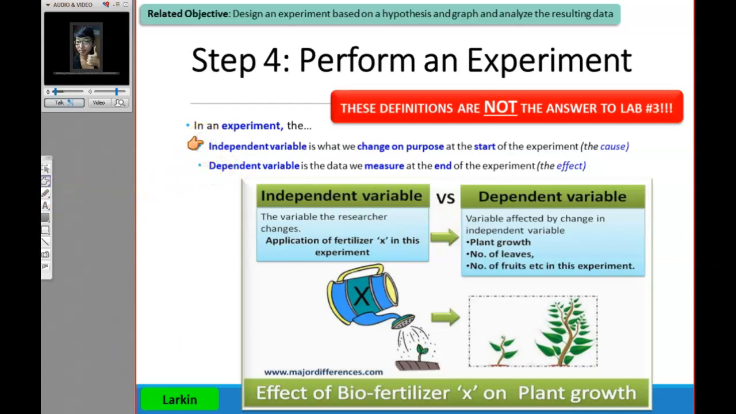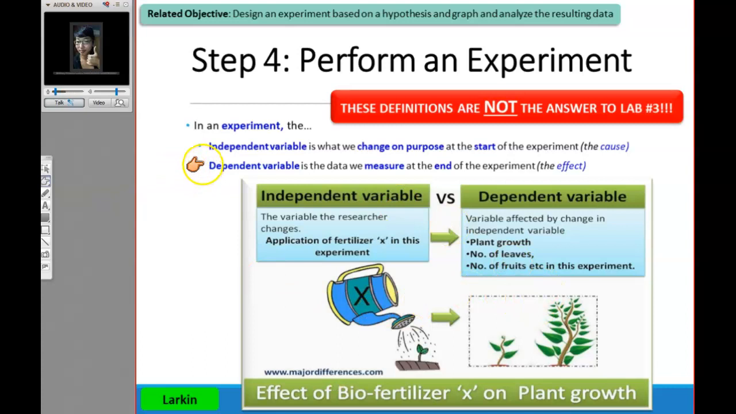All right, so an independent variable is what we change on purpose at the start of an experiment. In other words, it's the cause of our experiment. So, for example, adding a certain type of fertilizer. That's something the scientist is in control of. It's what they change. It's going to cause the differences that we see later.